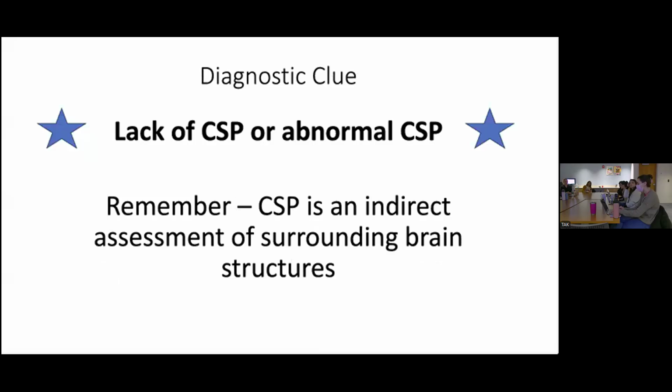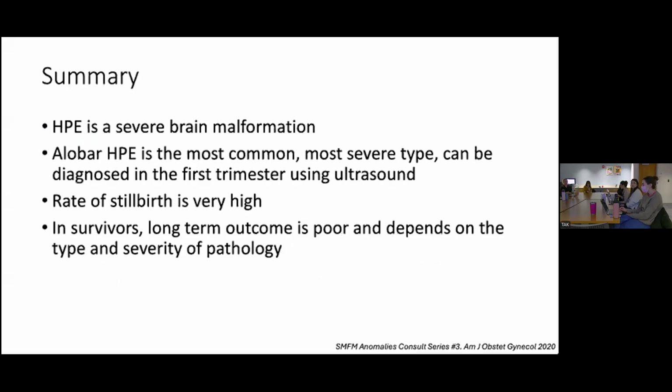In terms of diagnostic clues, a lack of CSP or abnormal CSP should trigger this diagnosis. Remember, CSP is an indirect assessment of the surrounding brain structures. In summary, HPE is a severe brain malformation. Alobar is the most common and the most severe type and can be diagnosed early in the first trimester using ultrasound. The rate of stillbirth is very high, and in survivors, long-term outcome is poor and depends on the type and severity of pathology.